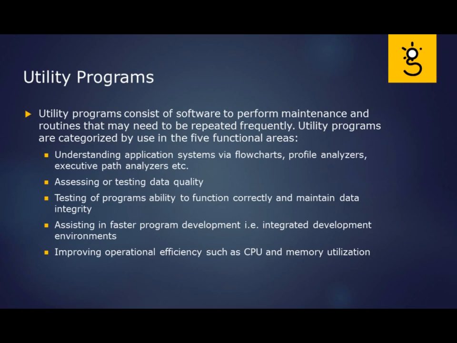Another issue that we looked at were the utility programs. Now, a utility program is software that we can use to perform maintenance, to run automatic routines, or routines that need to be repeated frequently. Utility programs are categorized by their use, and the five functionalities they have are utilities to maybe help understand the application systems, maybe through flowcharts, profile analyzers, execution paths, other types of analyzers.